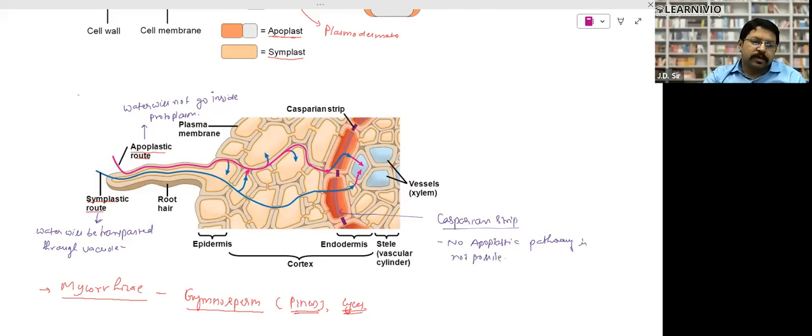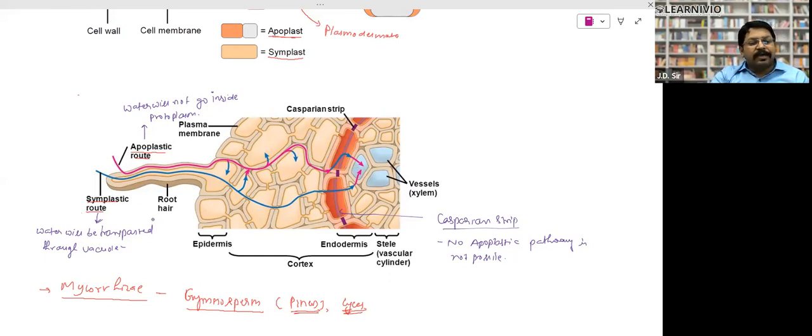So here you can see this red color direction. It enters inside, so it becomes blue color. Look, this part of the arrow is blue. So what happened? It enters inside the protoplasm, then it reaches the xylem. So this is called the symplastic pathway. In the symplastic pathway, what will happen?